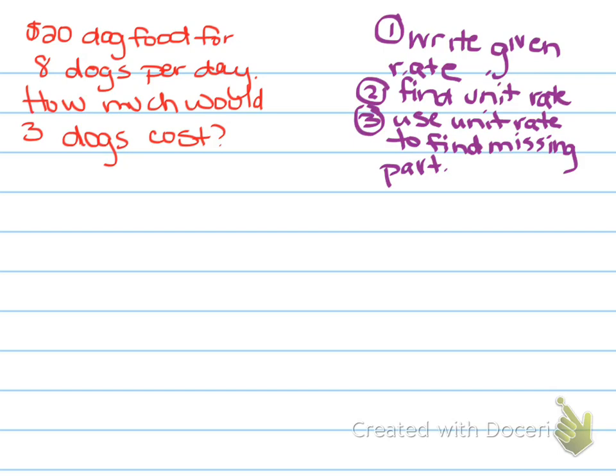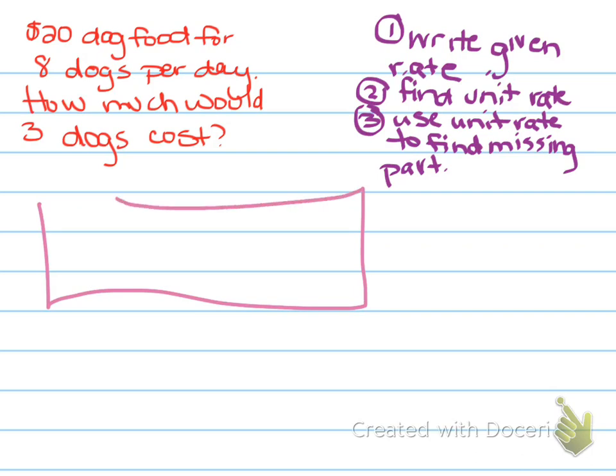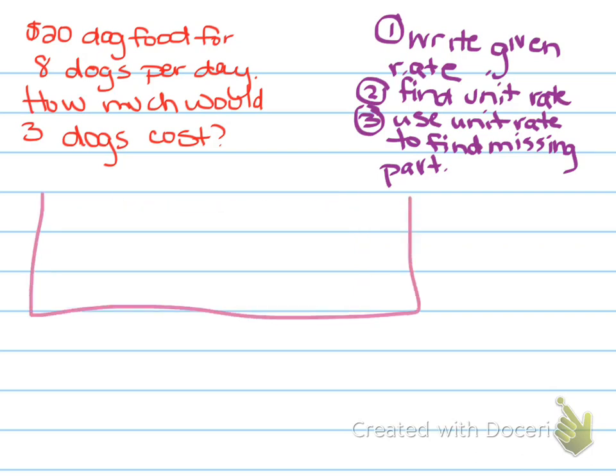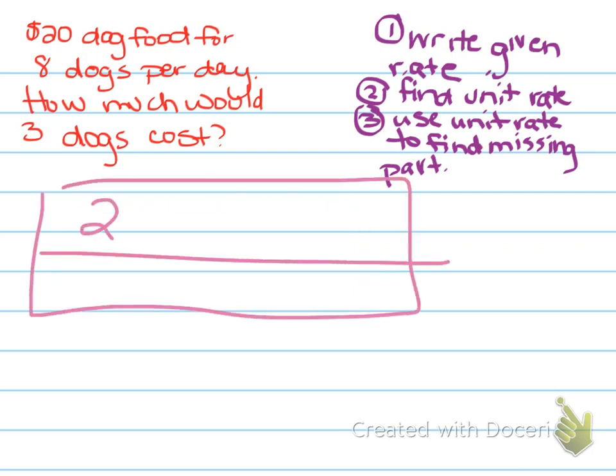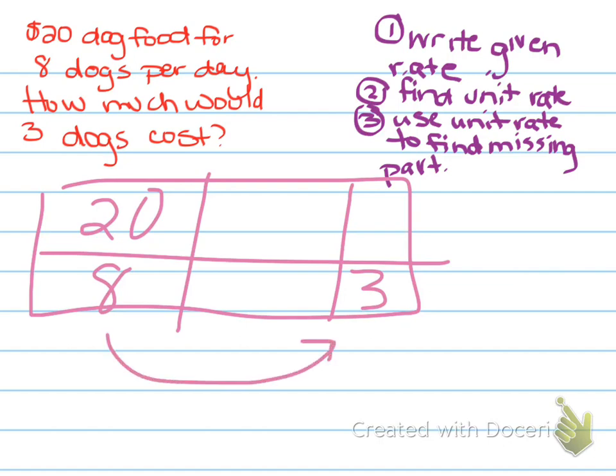So I would set up my ratio table and I would write my first rate. And we've got $20 for 8 dogs. And like I said, I want to go down to 3 dogs, but there's not a quick way to go from 8 to 3. And so using the unit pricing, I'm going to figure out how much it is for just 1 dog. And to do that, I have to divide by 8.